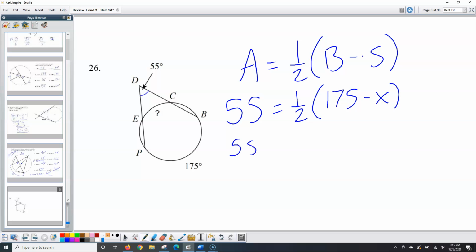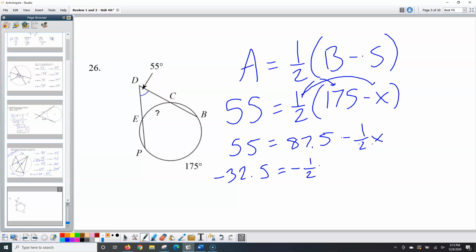Hopefully we get that when we distribute here. So I got 55 equals 87.5 maybe, minus 1/2 x. And then I'm going to subtract that 87.5 over to the left side, and that'll leave me with negative 32.5 equals negative 1/2 x. Divide by negative 1/2 on both sides. Make sure you're using the Desmos calculator if you haven't figured that out yet. And you'll get 65.